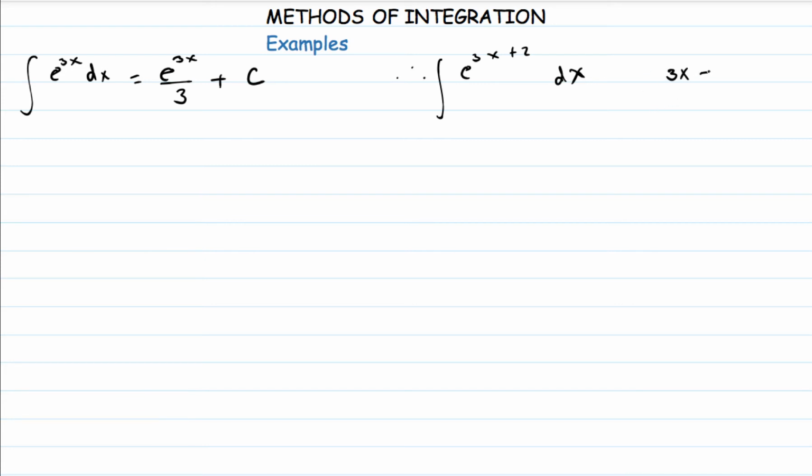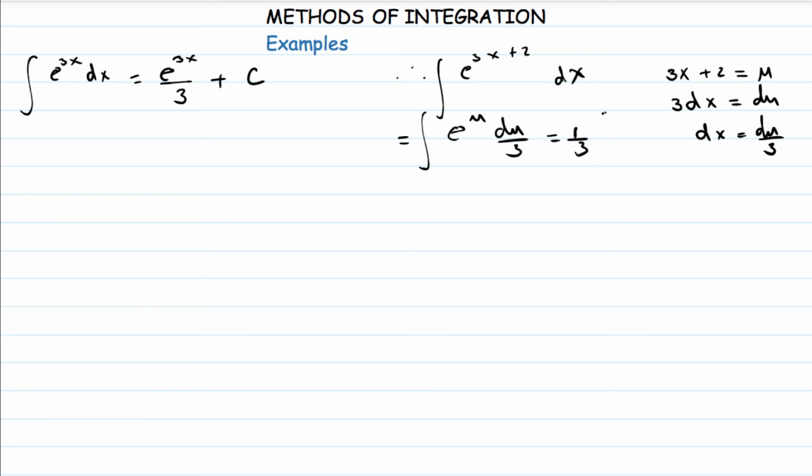So we have u equals 3x plus 2. If you take the derivative of this, it's going to give you 3 dx is equal to du. So our dx is equal to du divided by 3. In this case, instead of all of this you're going to put only u, and instead of dx you're going to have du. So we have here 1 divided by 3 integral of e raised to u du.